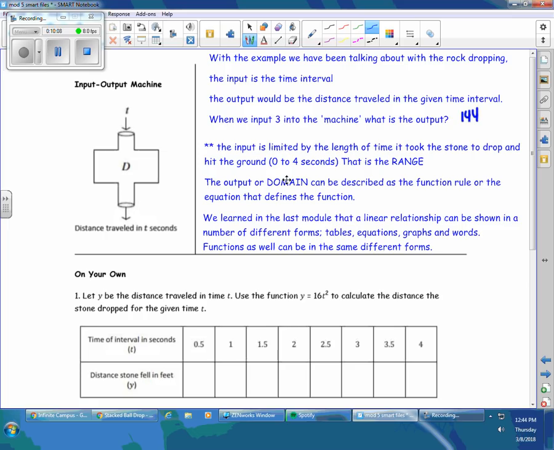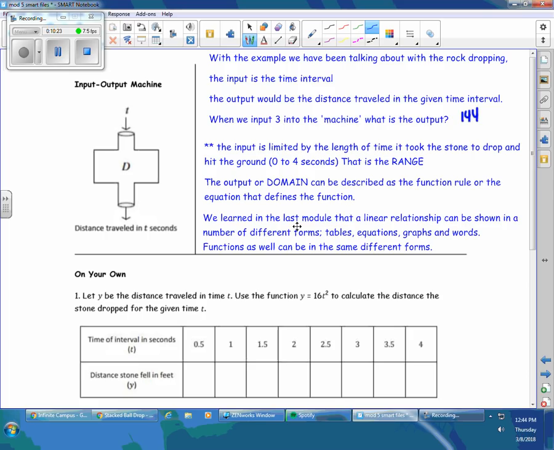You're not going to be required to use those words here in 8th grade, but you are going to be required when you get to high school and you're talking about functions to know what the range and the domain are.